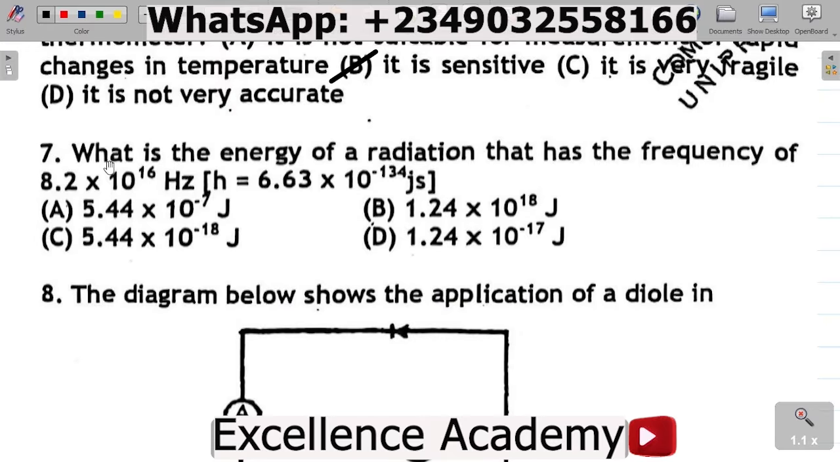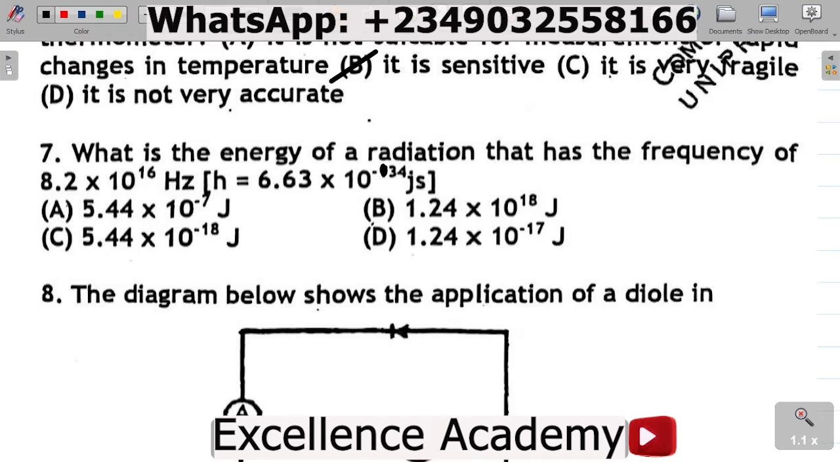Question number 7 says, what is the energy of a radiation that has a frequency of 8.2 times 10 to the power 16 hertz? You have H there, right? H is Planck's constant, equal to 6.67 times 10 to the power, I think it should be minus 34 joules, right? Not 134, minus 34. Planck's constant is a constant, so times 10 to the power minus 34 joules, right? We have to find the energy.